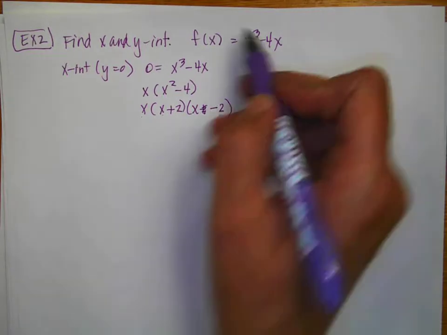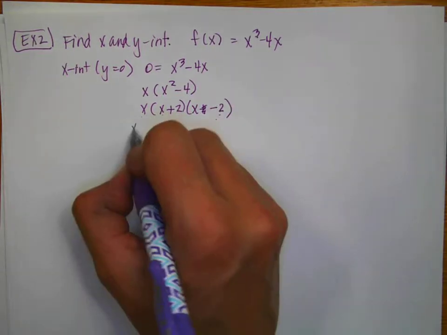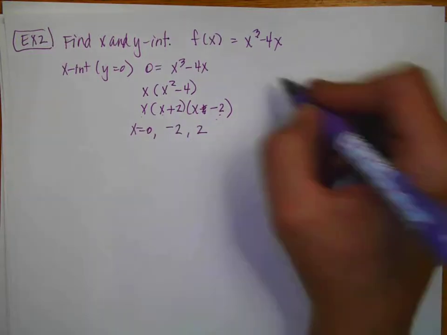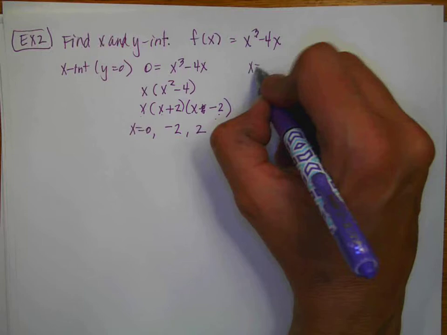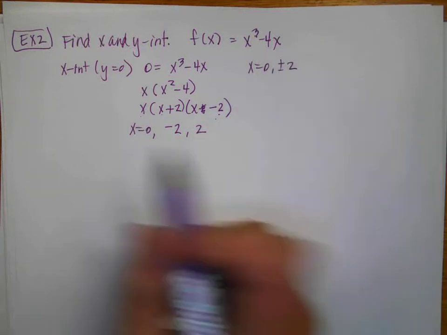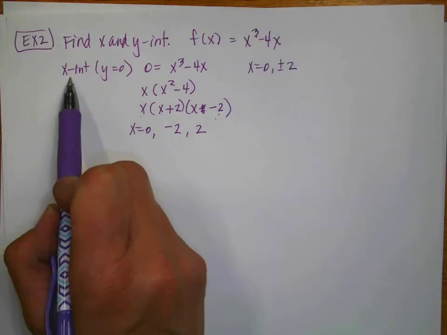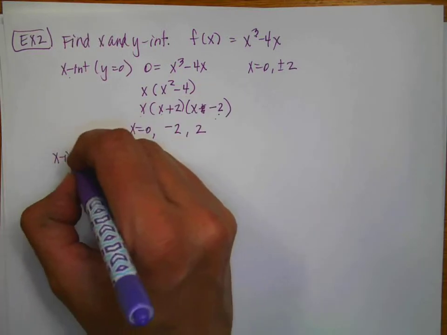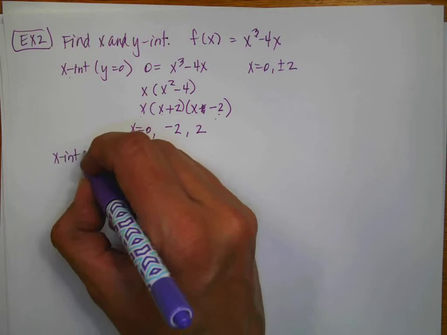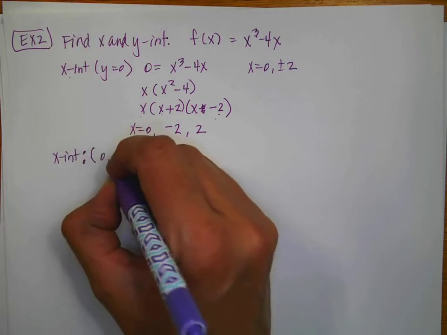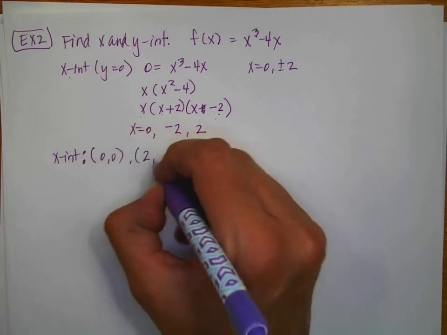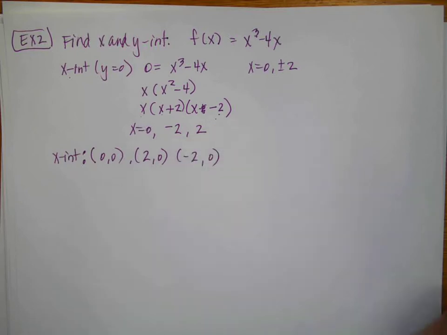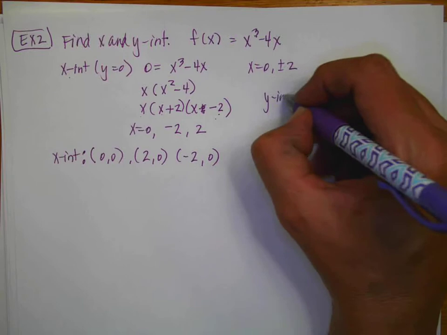And these generate 3 solutions. Third degree, 3 solutions. X is equal to 0, negative 2, and 2. So I would report that as x equals 0 and plus or minus 2. But remember, when I report an x-intercept, I am supposed to write it as x-intercept, and then colon. I'm going to have (0, 0), and then I'm going to have (2, 0), and then I'm going to have (-2, 0). Those are the 3 x-intercepts.